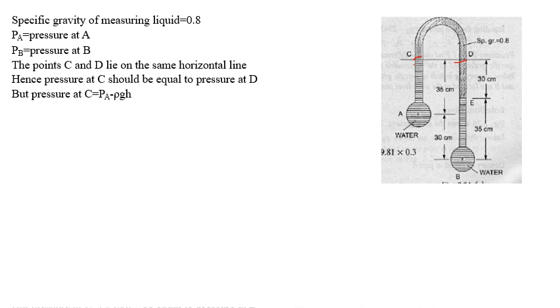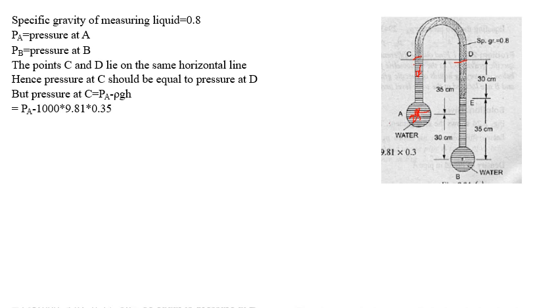But what is the pressure at point C? The pressure at point C is equal to P of A, that means pressure at point A here, minus rho GH. Because the pressure at point A is acting in the upward direction, but this pressure is acting in the downward direction. Because of the specific weight of the fluid, the pressure is acting in the downward direction. For that reason, here it is taken as P of A minus rho GH.